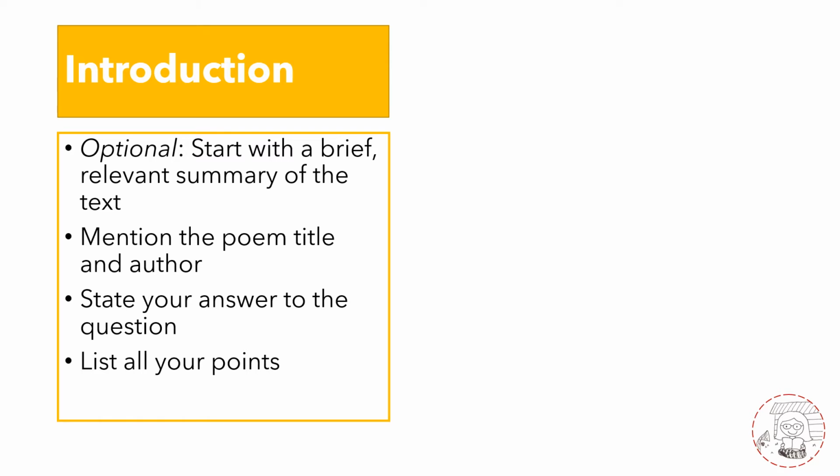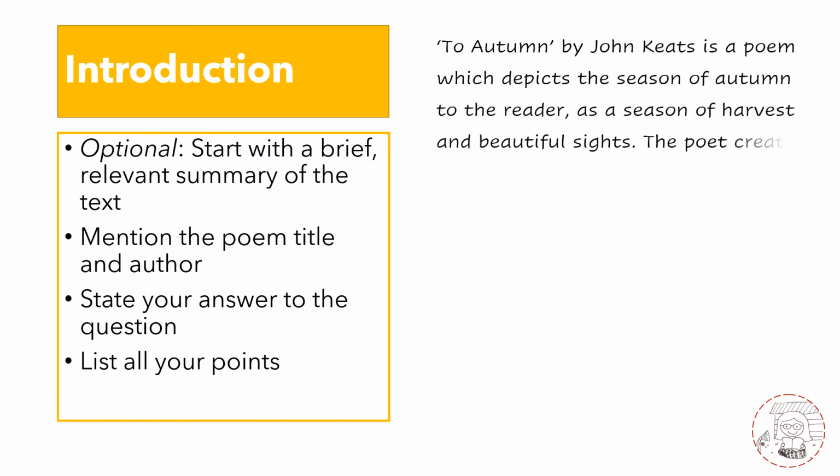Let's look at how I've written it. And I just want to thank one of my students here who helped me with this sample essay. Okay, so here's my first sentence. To Autumn by John Keats is a poem which depicts the season of autumn to the reader as a season of harvest and beautiful sights. So what have I done here? I mentioned the poem title and the author. Check. I also chose to summarize the poem very briefly so that it helps to set the focus in my own mind. So I did that. It's not compulsory, but it's often very helpful for yourself.